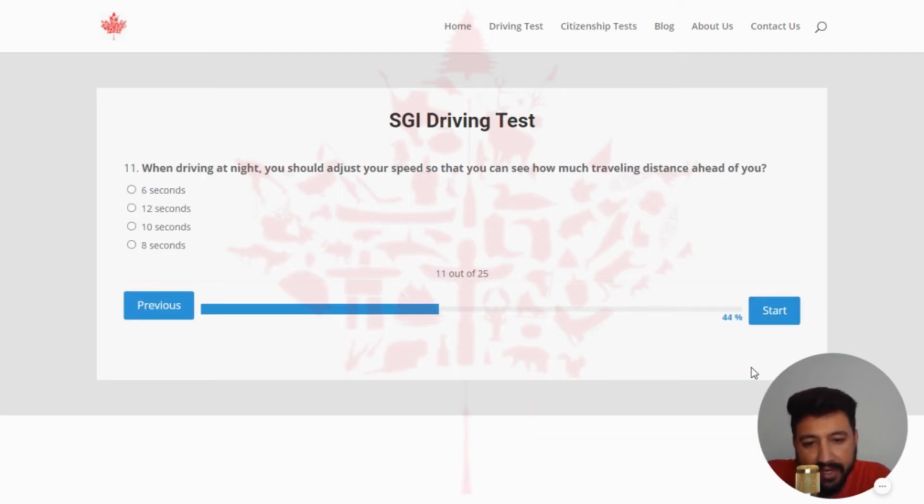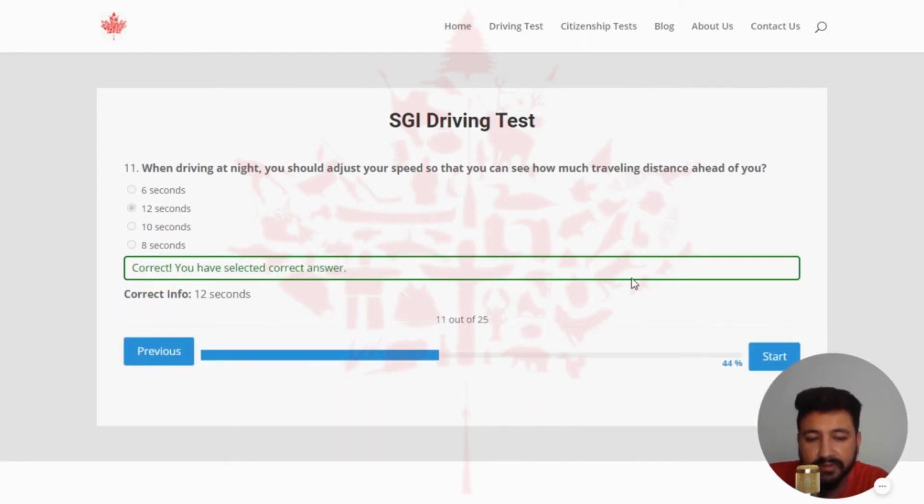Next, when driving at night, you should adjust your speed so that you can see how much traveling distance ahead of you. The right answer of this question is 12 seconds. So I'm going to select the second one, which should be the right one.